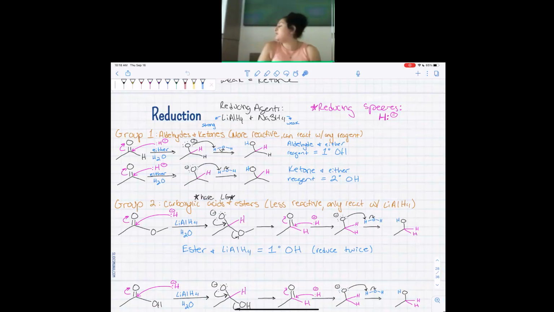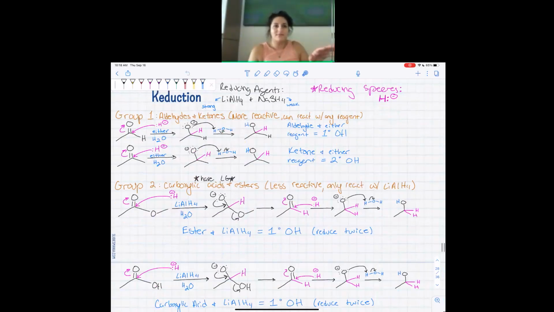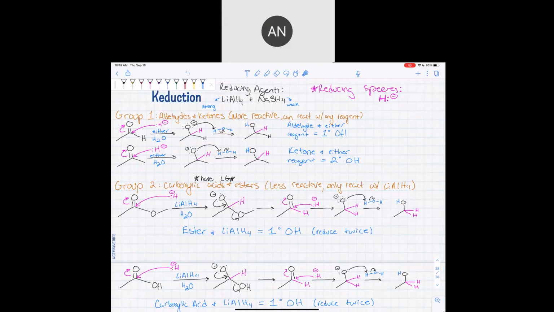Whereas group two could not use the weak reagent at all. It will not happen. So it has to use lithium aluminum hydride. So you had the idea, but a little bit backwards. So lithium aluminum hydride can work for both, even the strong group, but NaBH4 cannot work for the weak group. Make sense? Okay, cool. Wait, I'm sorry. What did you say about NaBH4? So NaBH4 is weak, and it only works on group 1. LiAlH4 works for both. Okay. Cool.